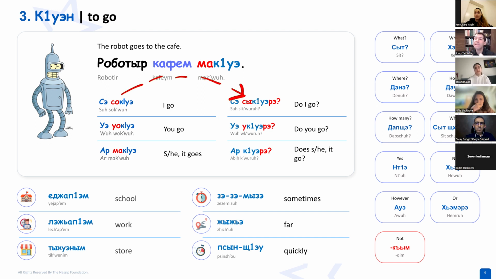So "so" becomes "s", "wo" becomes "w", wukora, and then in armakwa, in the question form, we drop the m, and it's just ar quora. Okay, so that's the walkthrough.